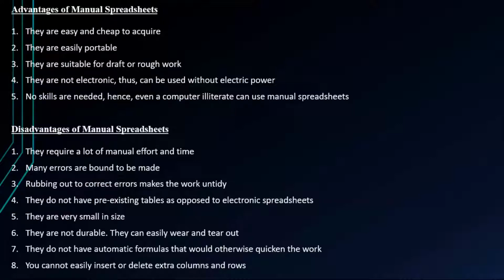And then you cannot easily insert or delete extra columns and rows. When the page is done, it is done. It's not easy for you to force something there. Meanwhile, with the electronic one, you just right click, insert, and another column appears. As simple as that. So it becomes easier to use the electronic spreadsheet over the manual spreadsheet.